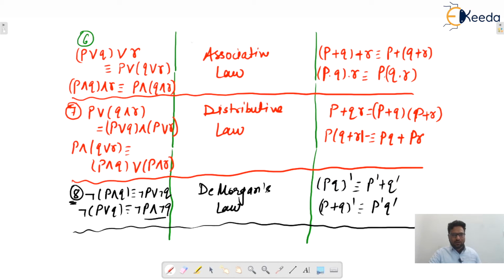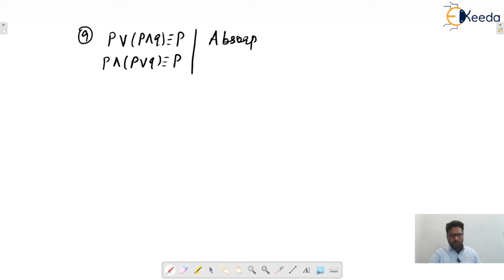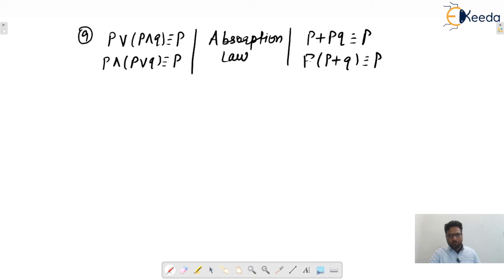In continuation, the ninth one: P or (P and Q) is equivalent to P, or similarly P and (P or Q) is equivalent to P only. And this law is known as the absorption law. In Boolean algebra, we can write it like that: P plus PQ is equal to P, and P dot (P plus Q) is equivalent to P only. Why is it known as the absorption law?